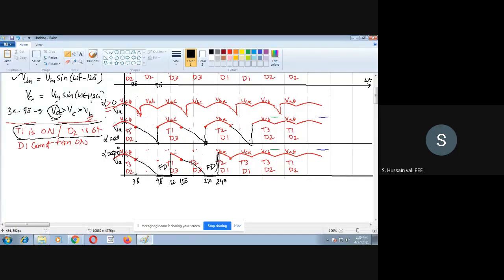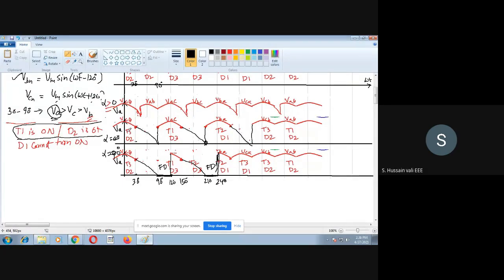Now, for example, one more case I will take here. If I take alpha equal to 120, what will happen? Till alpha equal to 90, you can assume that the conduction is continuous. Because at least the freewheeling diode is conducting, the current in the inductor is always there. Either the thyristors are conducting or the freewheeling diode is conducting. So the current is always there.